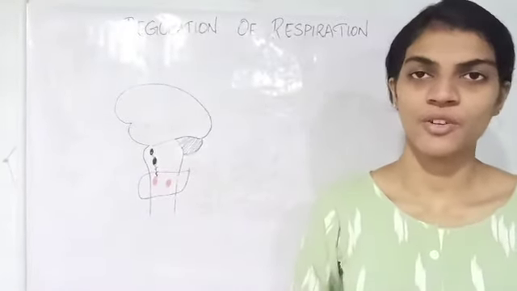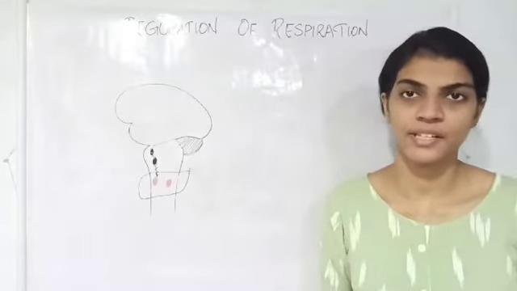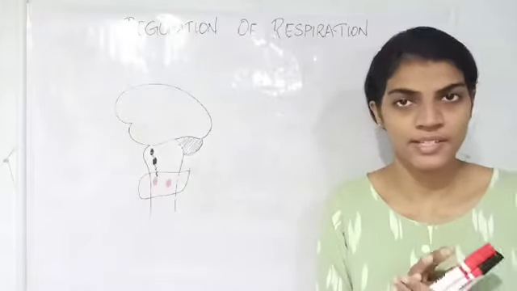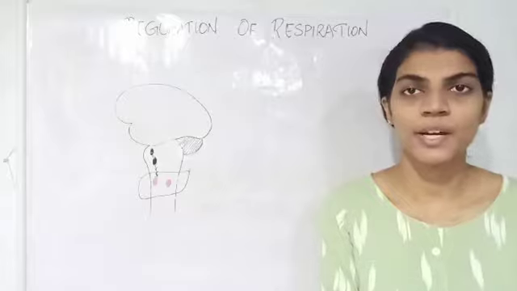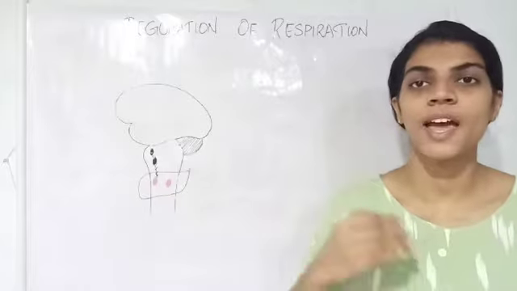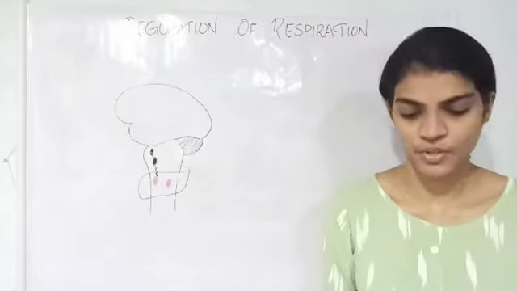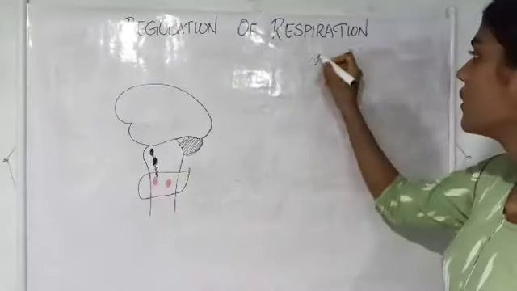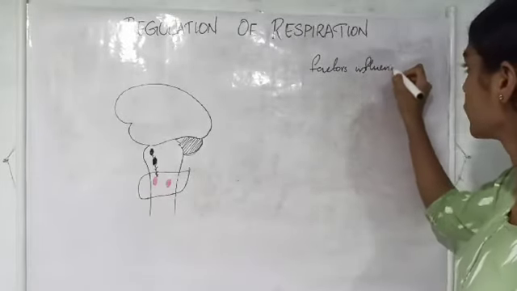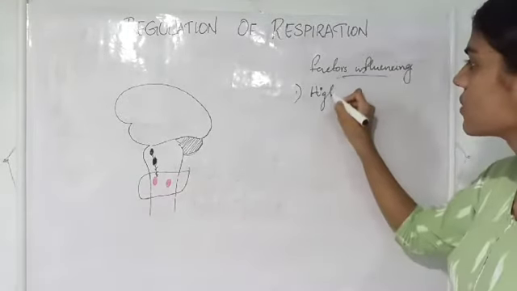Next, we are going to see about certain factors that can affect the activity of respiratory centers. Just now we have discussed the case of 4 respiratory centers in the brain stem, which are the dorsal respiratory group of neurons, ventral respiratory group of neurons, apneustic center and pneumotaxic center. So which are the factors that can influence these centers? Factors influencing. So first one, higher centers.